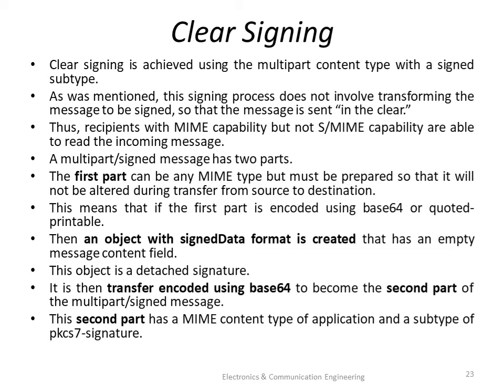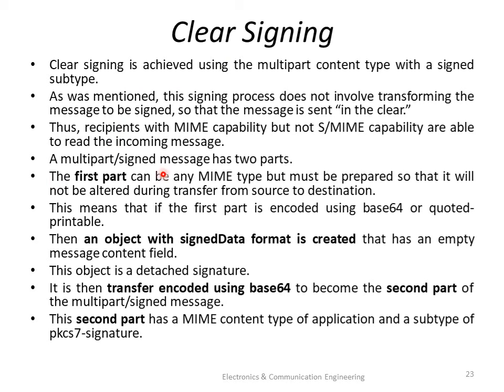Coming next to clear signing. Clear signing is achieved using the multipart content type with a signed subtype. As was mentioned, this signing process does not involve transforming the message to be signed, so the message is sent in the clear. Thus, recipients with MIME capability but not S/MIME capability are able to read the incoming message. So we have already discussed what clear signed data is.